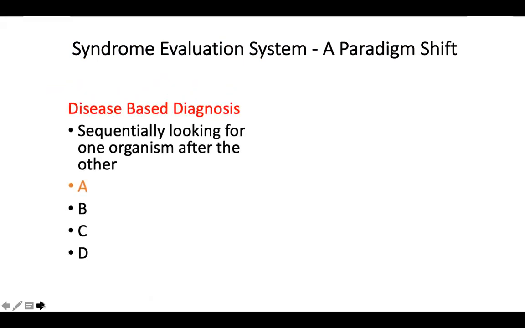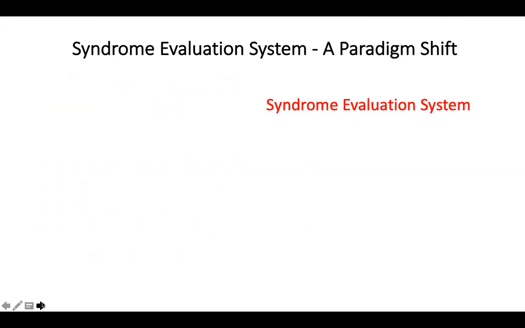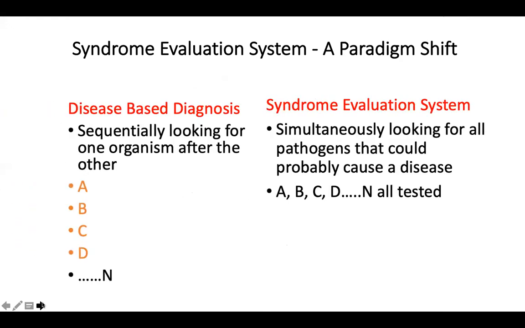You first look for A, when that is not there, you look for B, then C, then D, and up to N you look. Now, instead, can we look for all of them in a single sample, in a single test, all A to N in one single test? That would be called a syndromic approach.